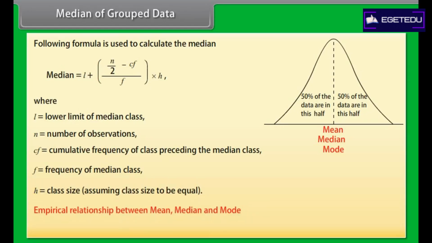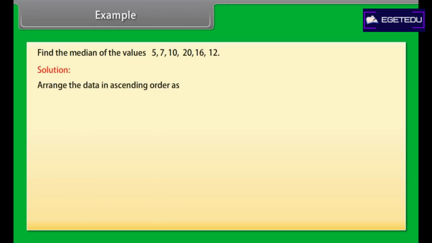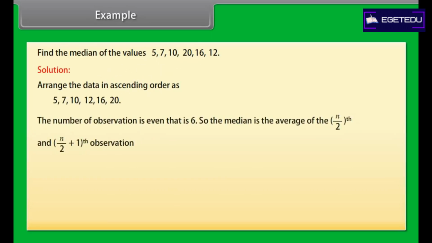Empirical relationship between mean, median and mode. 3 median is equal to mode plus 2 mean. Example, find the median of the values 5, 7, 10, 20, 16, 12. Solution. Arrange the data in ascending order as 5, 7, 10, 12, 16, 20. The number of observations is even, that is 6.